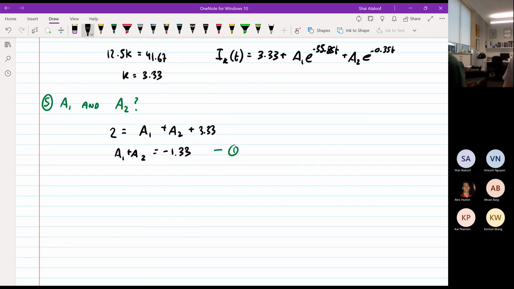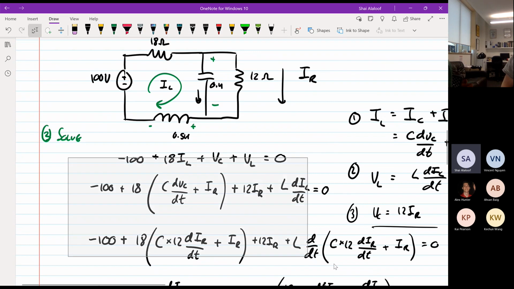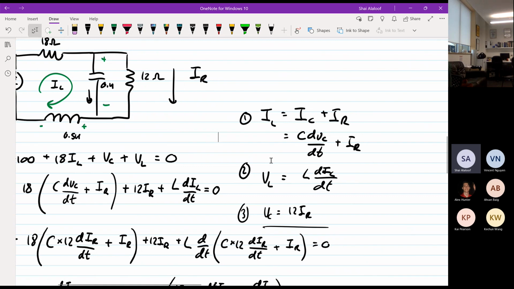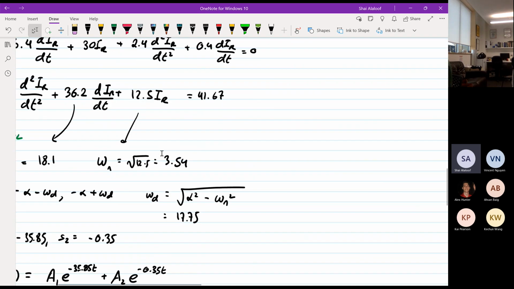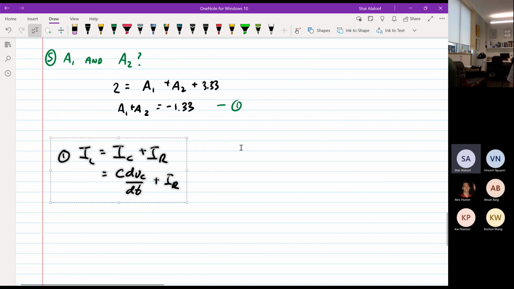Okay. So that's one equation, right? We need to get the other. And the other we can get by using some of the equations that you derived earlier. I'm actually going to use equation 1. So I'll copy this and show you guys. And I'm going to delete this. There we go.